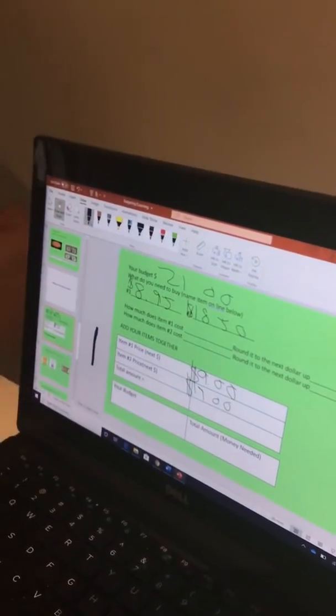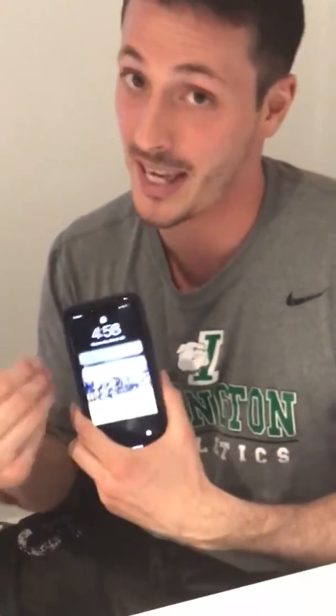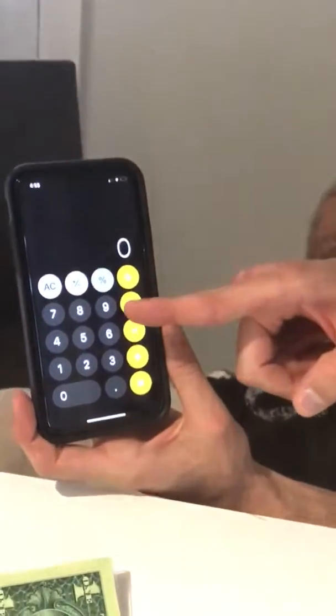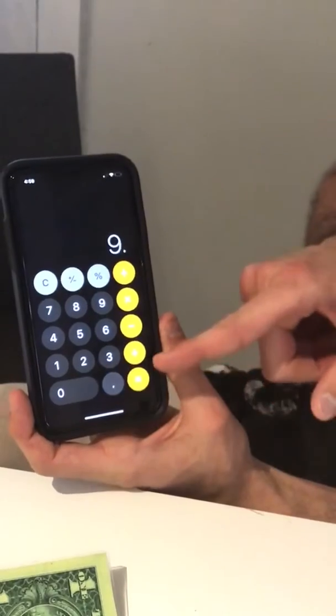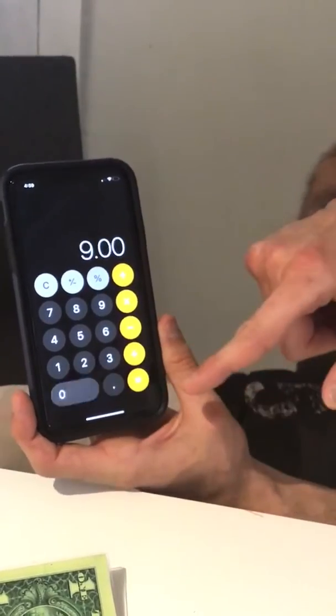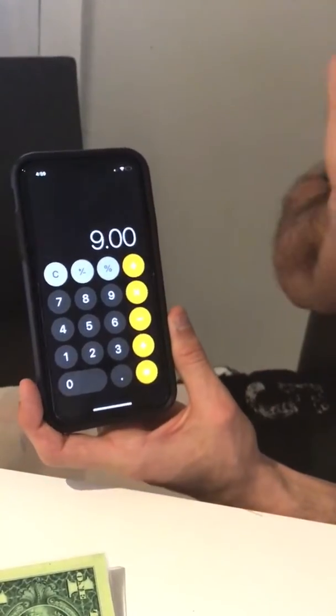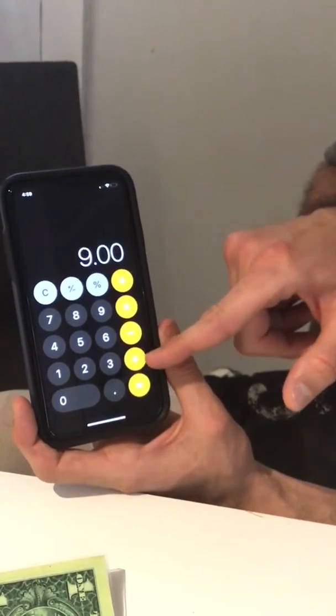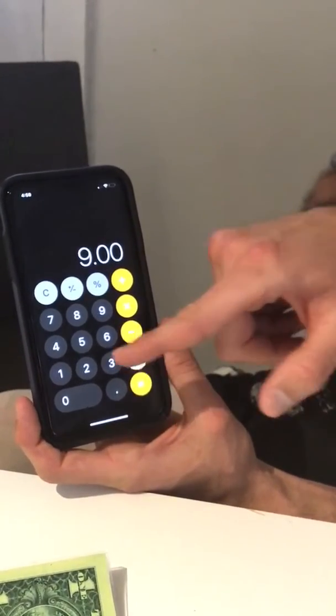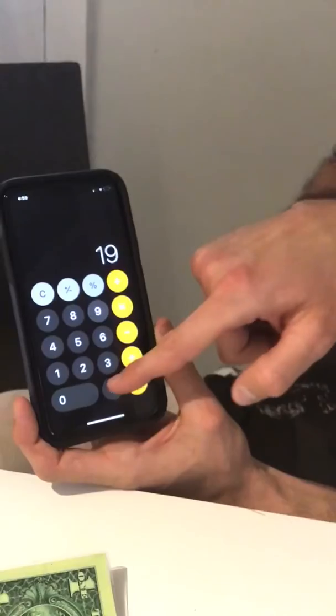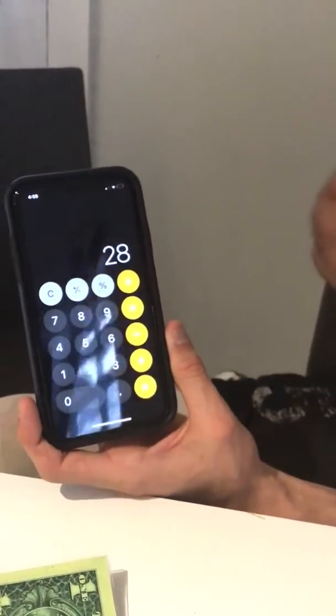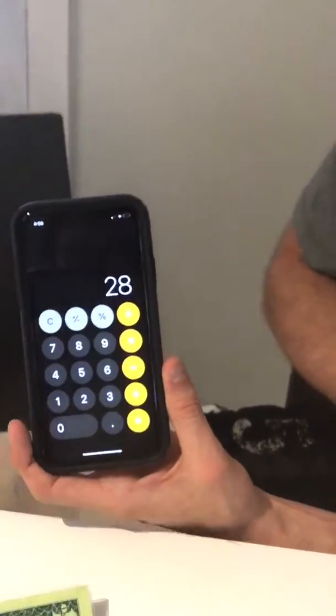Now, when I can't do the math in my head, I always like to use the calculator on my phone. So we're gonna go to the calculator. We're gonna put $9, right? We're gonna add, because we're buying 2 meals. So $9 plus $19 equals $28.